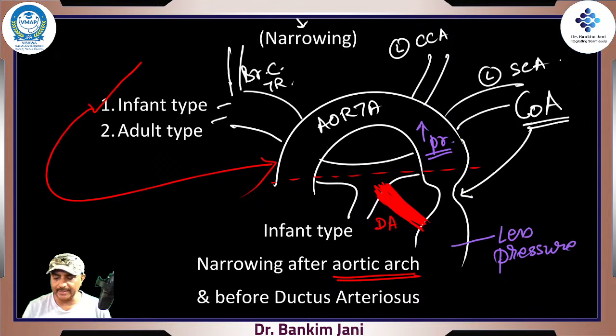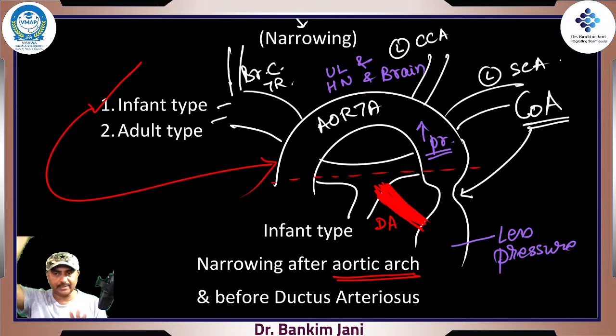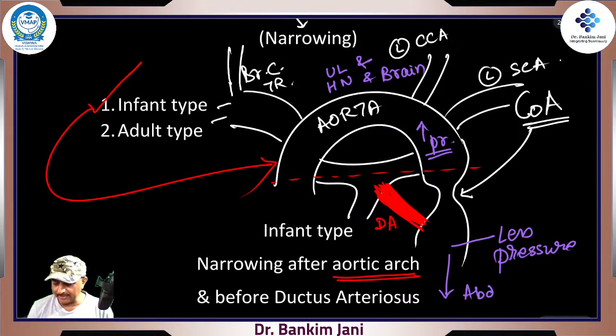Now tell me, this brachiocephalic or common carotid or subclavian, they are supplying blood to what? In general, they are supplying blood to the upper limb and head and neck and brain. Am I right? Upper limb through subclavians, head and neck, brain through carotids, right? It is going up. And this descending one, when it is going down, it will go all the way to supply the abdomen, pelvis, and lower limb. Okay?